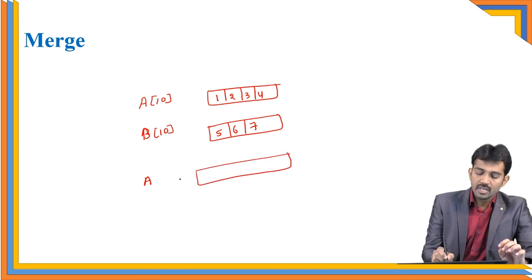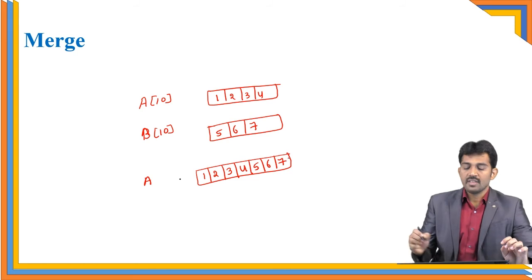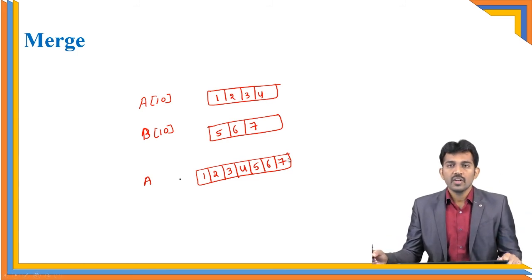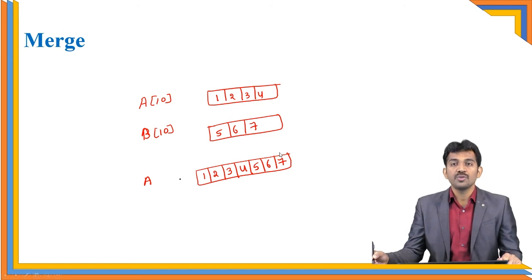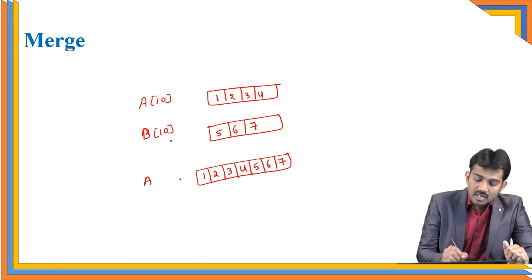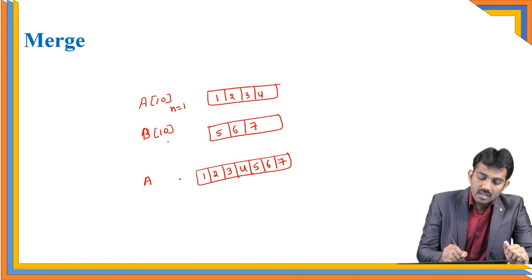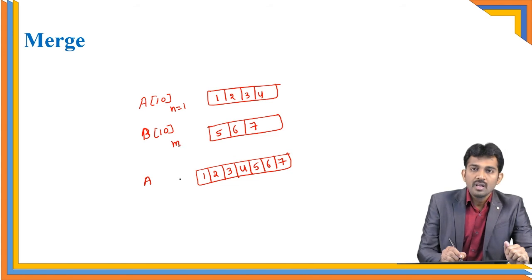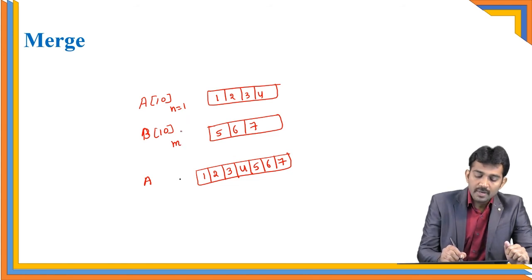So this A should be 1, 2, 3, 4, 5, 6, 7. Right? This is my array. So what should I do here? Observe carefully. This length is n and this length is m, right? After the nth place, I should include the m value.